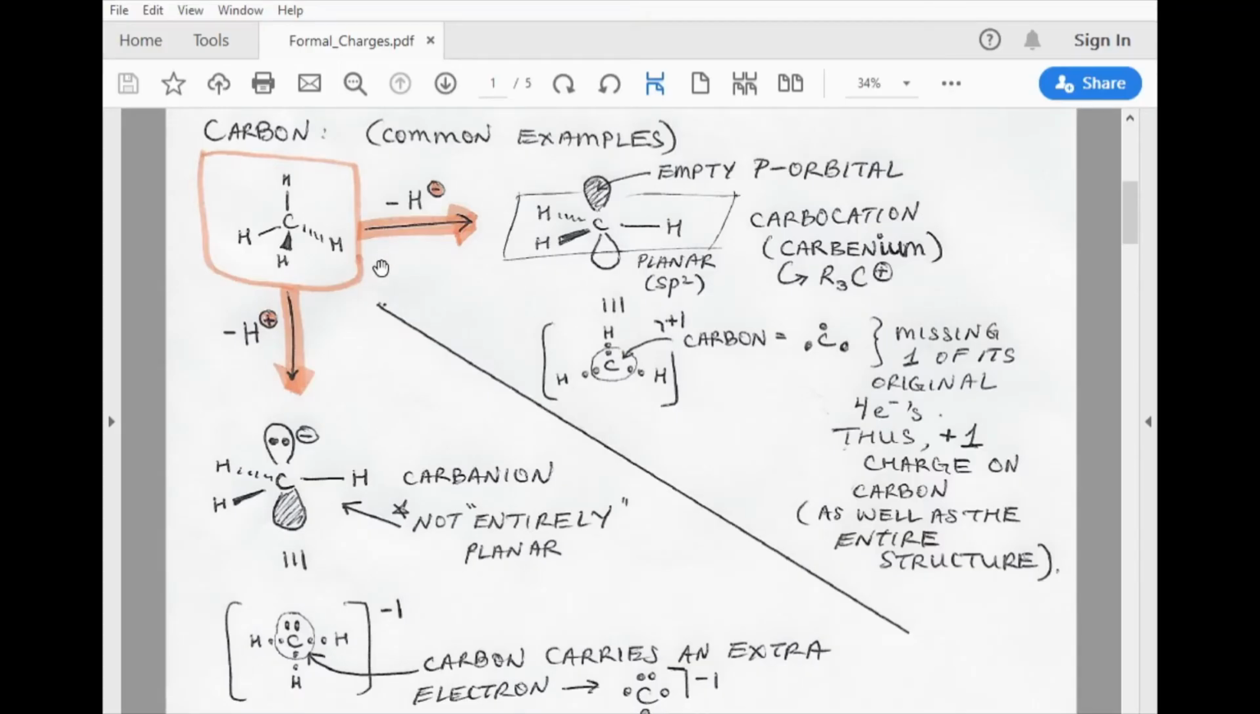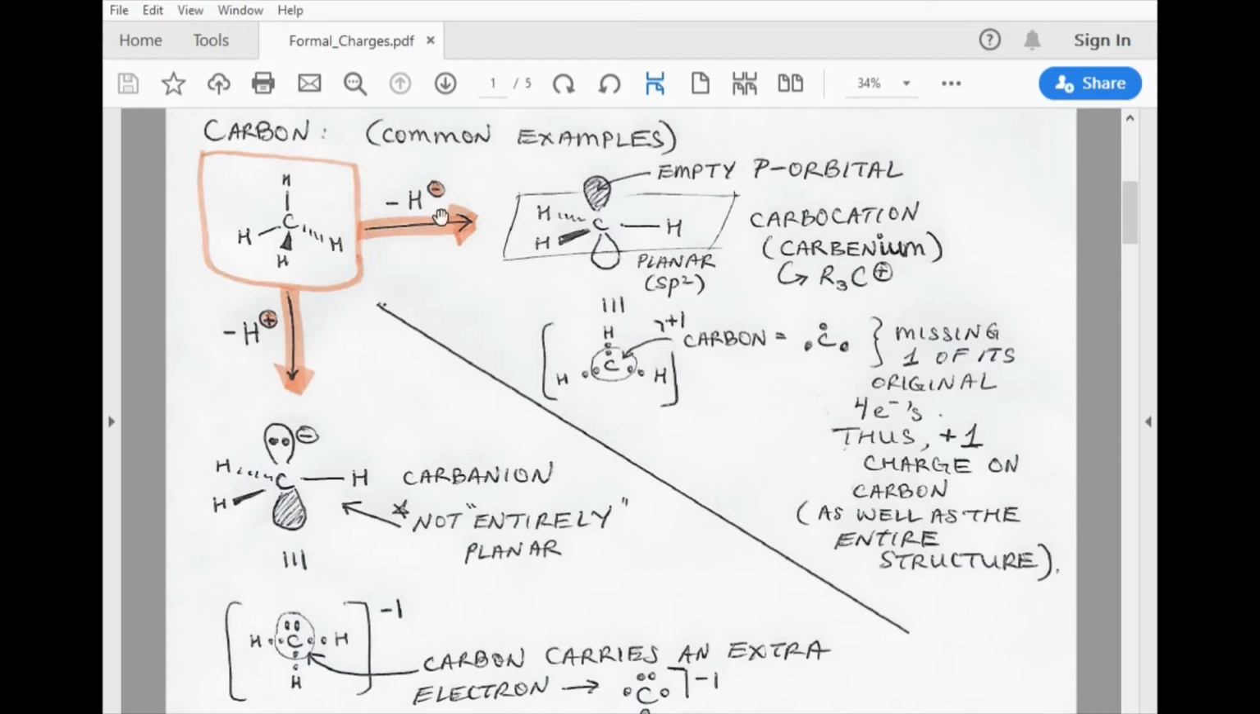So if we take a methane molecule and we were to rip off a hydride, what that means is we're removing both the hydrogen nucleus and the electron density that comes along with this carbon-hydrogen bond, such that 2 electrons are being removed and the hydrogen atom is being removed.